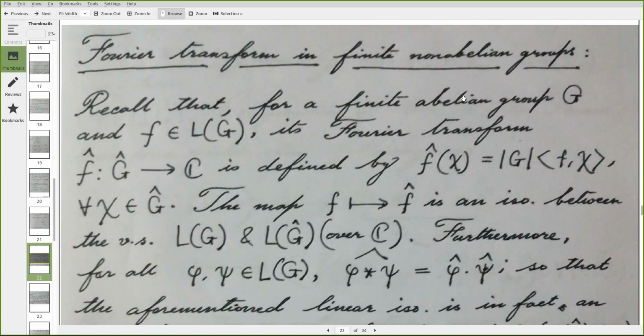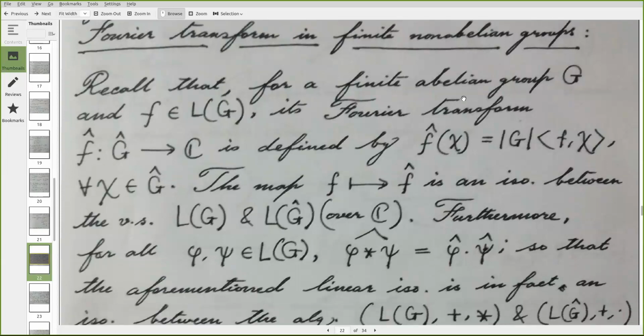So in order to extend the Fourier analysis on finite abelian groups to any general finite group, first we have to make sense of the Fourier transformation there. So for that, let's first review what we have done in the case of finite abelian groups. So we will quickly review what a Fourier transform on a finite abelian group is. For any finite abelian group G and a function from G to C, its Fourier transform is a function from the dual group, which is defined as follows.